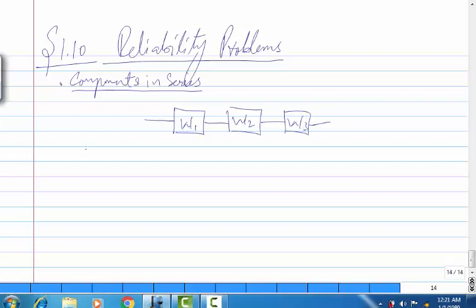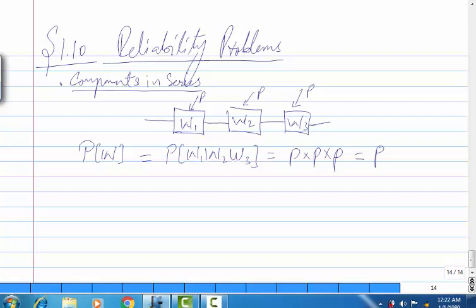In that case, when we have to calculate the probability, you have to calculate the joint probability of all these components. Because these are in series, if the probability of each component's success is p, then the total probability becomes p times p times p and so on. If there are three components, it becomes p to the power 3. If there are n components, this is the way you can calculate the success probability when components are connected in series. Now the next one is components in parallel.